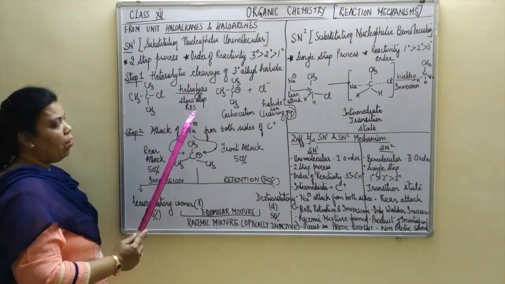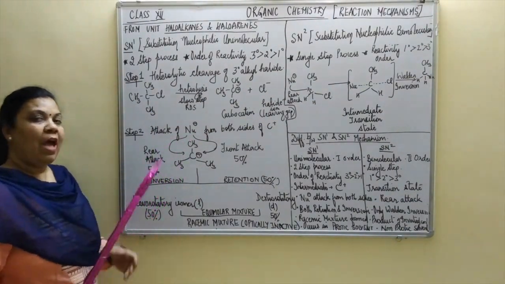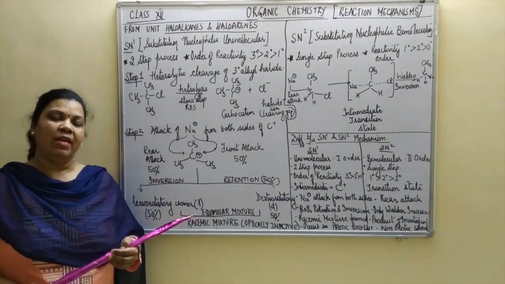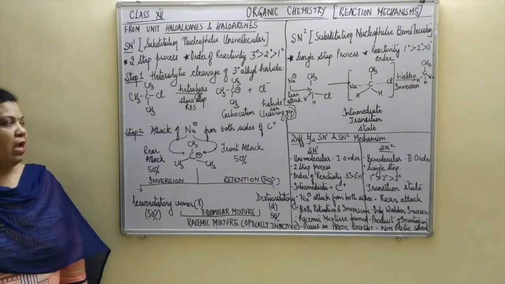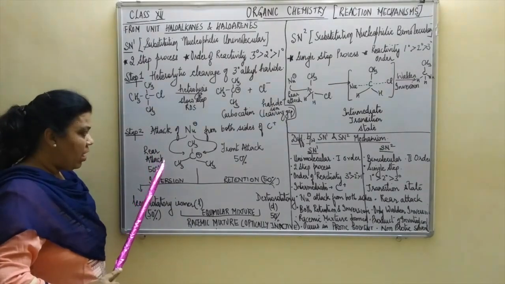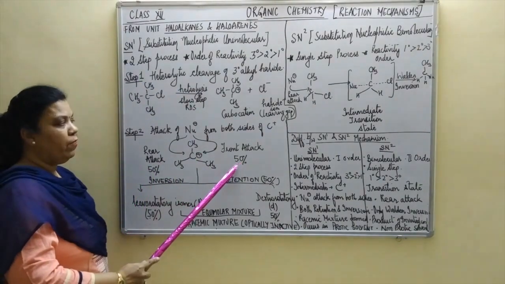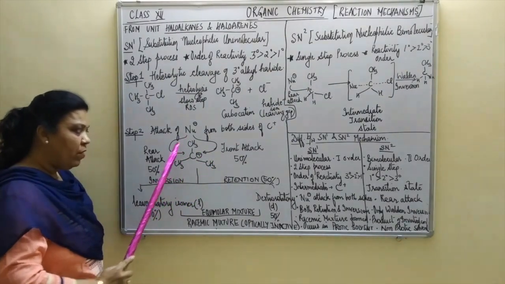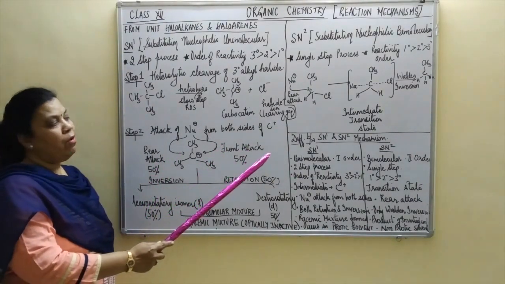The second step involves the attack of the nucleophile on the carbocation. The carbon in the carbocation has sp2 hybridization and it has a trigonal planar geometry. This trigonal planar geometry of the carbocation allows the nucleophile to attack not only from the back side, called rear attack, but also from the front side with equal probability or possibility of 50%. So, because of the trigonal planar geometry of the intermediate carbocation, the nucleophile can attack from the rear side as well as from the front side.